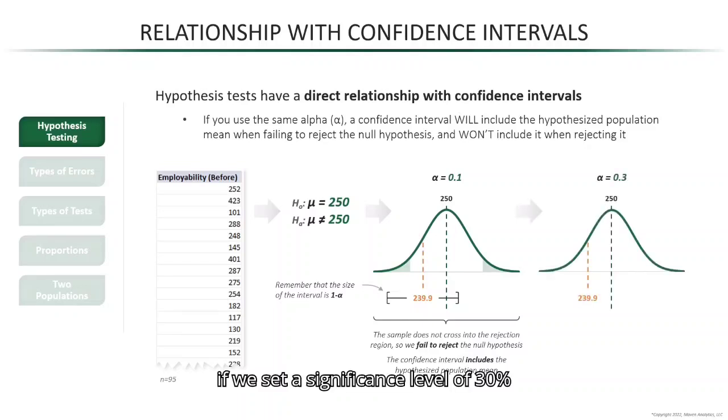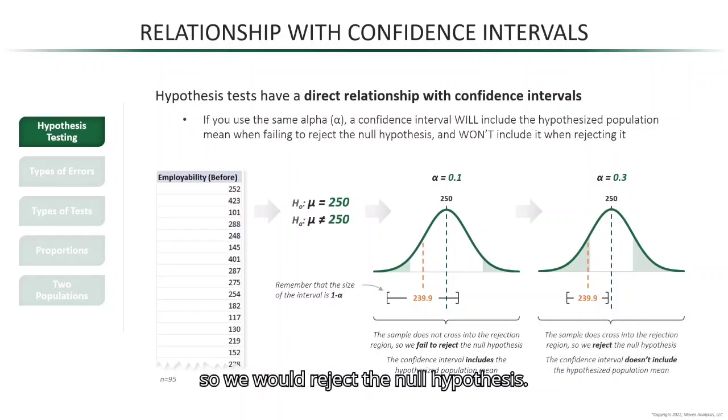If we set a significance level of 30% though, or a confidence level of 70%, it's the same thing, then the sample statistic does fall into the rejection region, and the interval doesn't include the hypothesized population mean. So we would reject the null hypothesis. So not only does this show the relationship between confidence intervals and hypothesis tests, it also highlights the importance of being deliberate and thoughtful when setting a significance or confidence level, since just by changing it, you can come to different conclusions based on the same sample. And we're going to touch on that further in the next lecture.